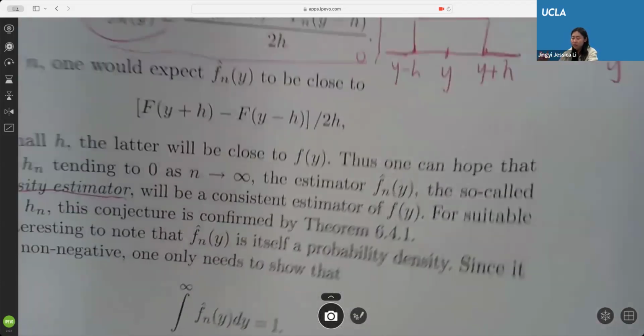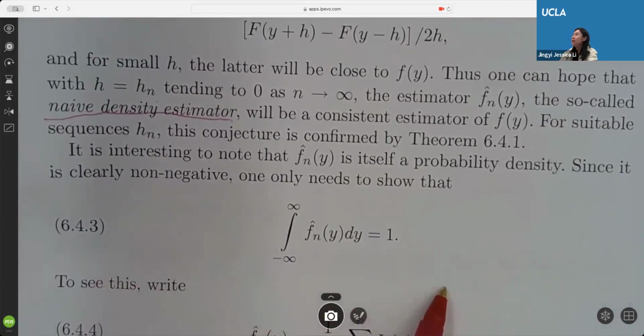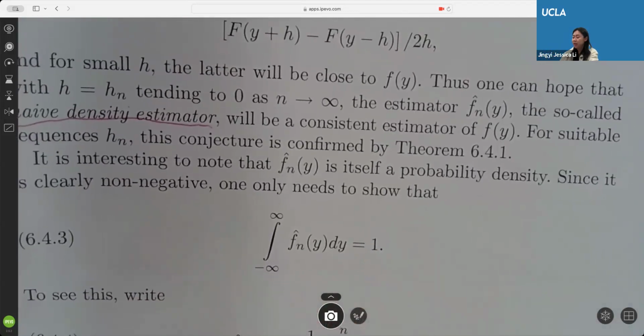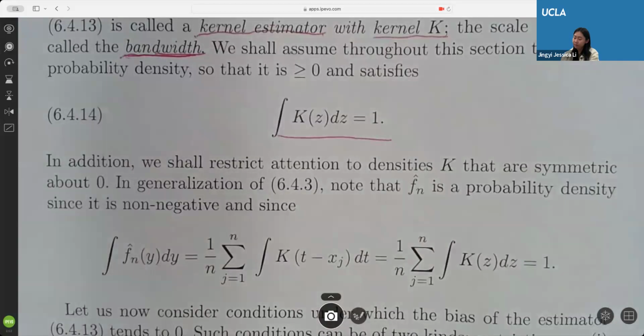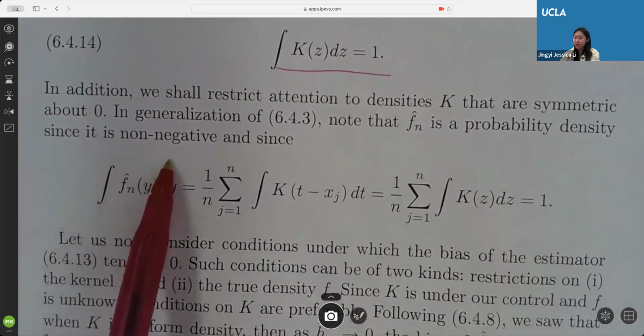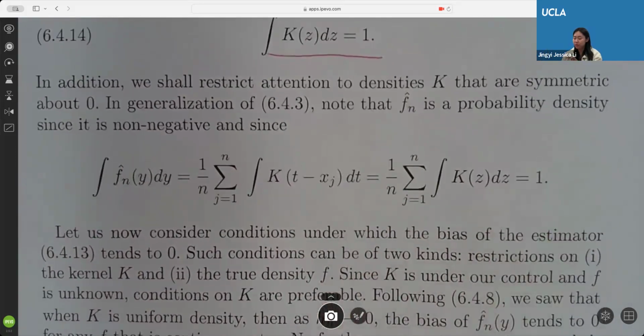This generalizes 6.3. 6.3 is this one. We showed that this naive density estimator is a density. It integrates to 1. We also need to show that in this kernel version. Note that fn hat is a probability density since it's non-negative, and we can show that it integrates to 1. So I'll just leave this for you to verify.